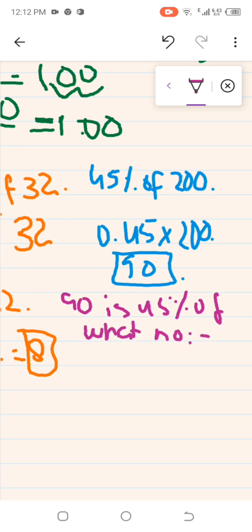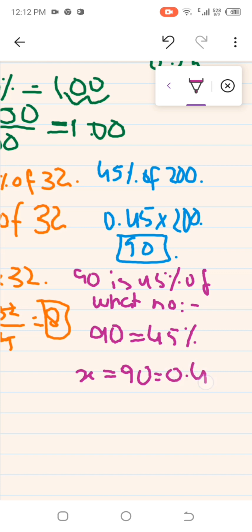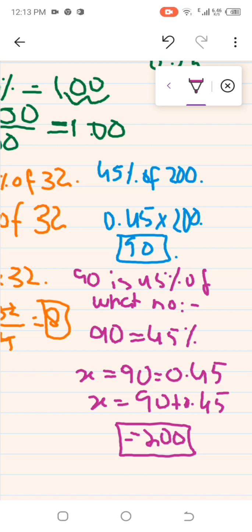What number? Fine. So here we're going to do this. As you can see, 90 is equal to 45%, and we have to find the number. So x is equal to 90 and it is equal to 45%. We're going to do this in decimal form. You will get 0.45. So x is equal to 90 divided by 0.45 and you will get 200. So this means 90 is 45% of 200.